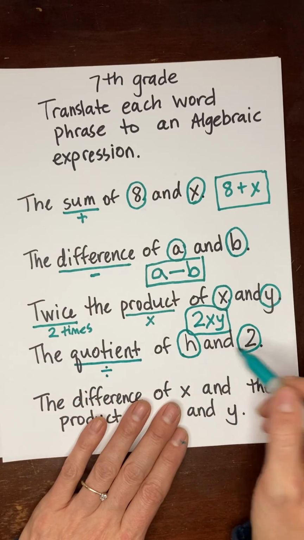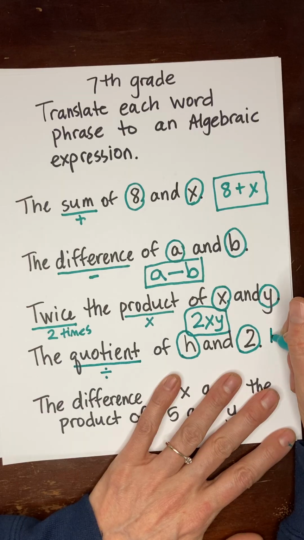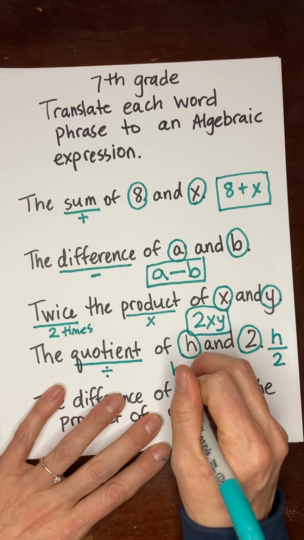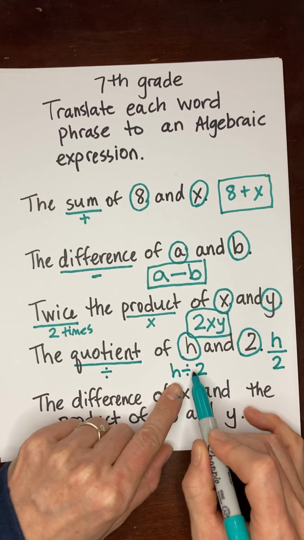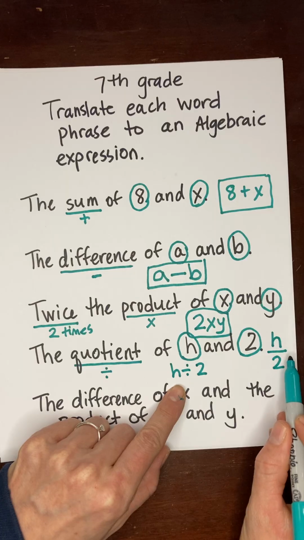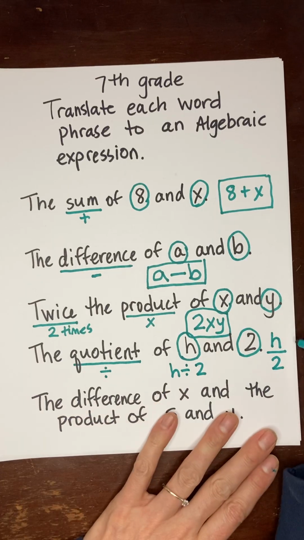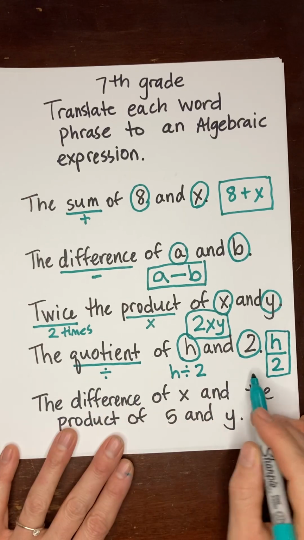I'm going to read that from left to right, and I'm going to make my fraction from top to bottom. So the H comes first, divided by 2. I could have written this as H divided by 2, but in algebra we're moving away from this kind of division sign, and we want to start using the fraction bar most of the time instead. So this is a preferred answer to this word phrase.